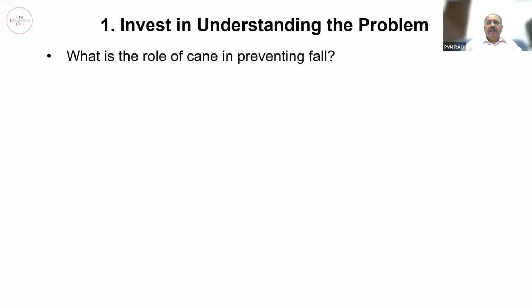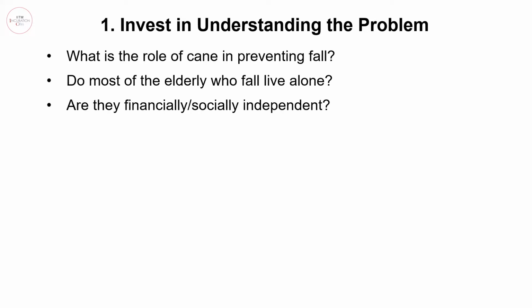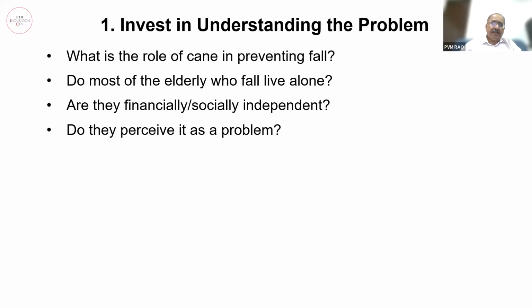Okay. Many elderly people use a cane. So what is the role of a cane in preventing the fall? Do most of the people who live alone, or what kind of financial and socio-economic conditions do the people who fall have? This is also important. Do the people who actually fall consider it a fall themselves? Some people are extremely afraid of falls.